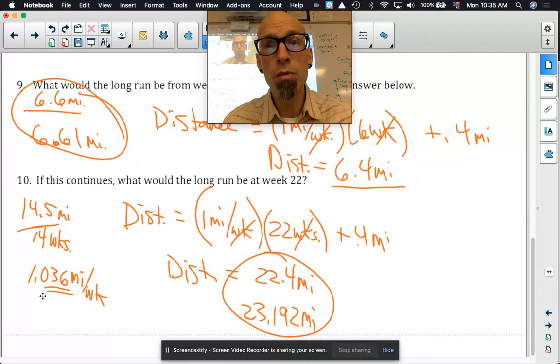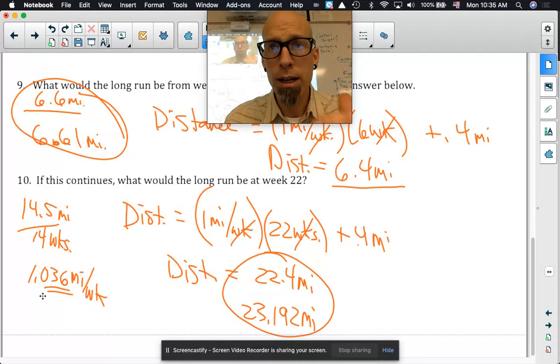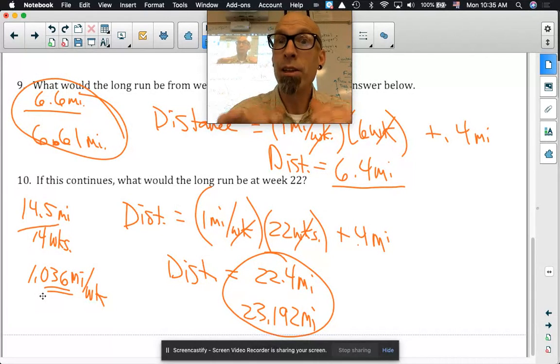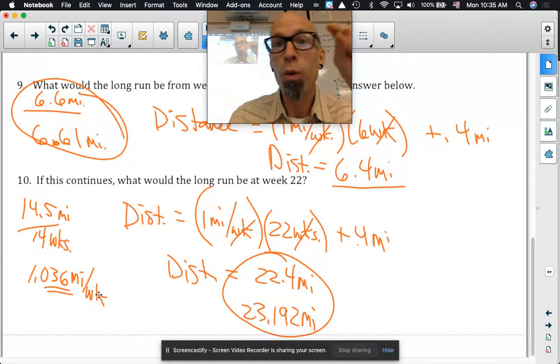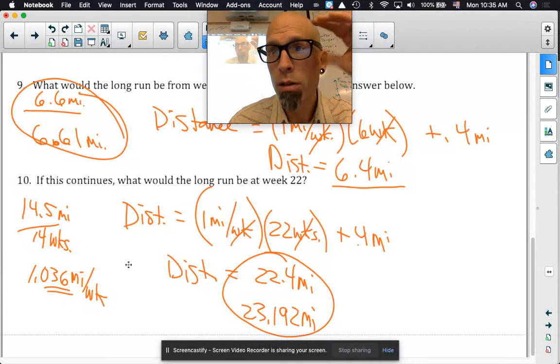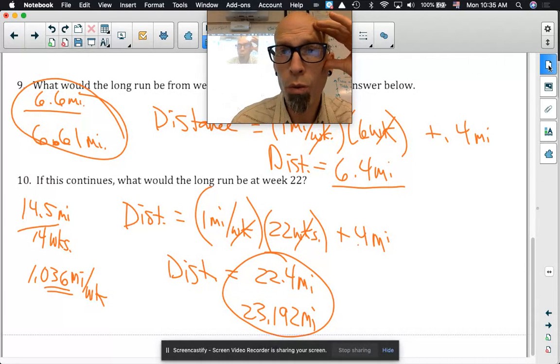So this hopefully makes sense to you in terms of the data, making a graph, finding a slope, writing the equation, and then using the equation. This is what we're going to be doing. All right. So we changed gears from this. Then we started talking about what we were doing after that.